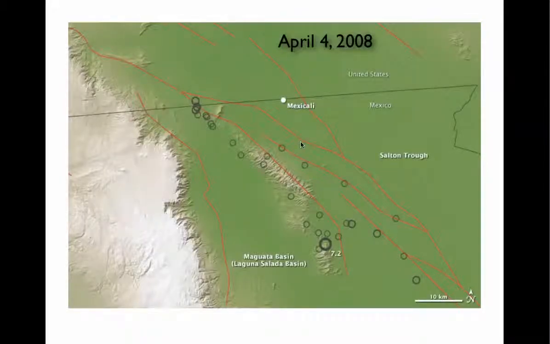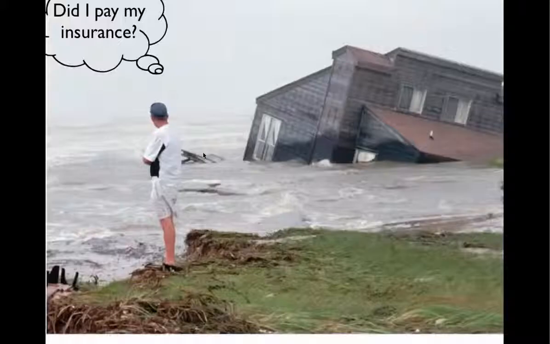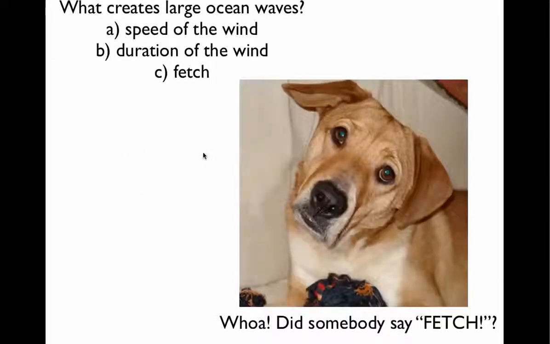Just some interesting stuff. Here is an earthquake in South Mexicali in 2008. Just wanted to show you, here are the fault lines, here where the earthquakes occur, and within a couple of weeks, here is an entire swarm of earthquakes that resulted from it. Kind of interesting. This is what the chapter is about. Moving property. Bummer. Let's look at waves first.